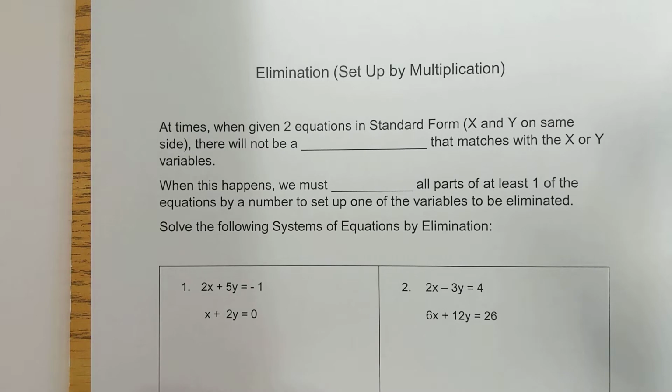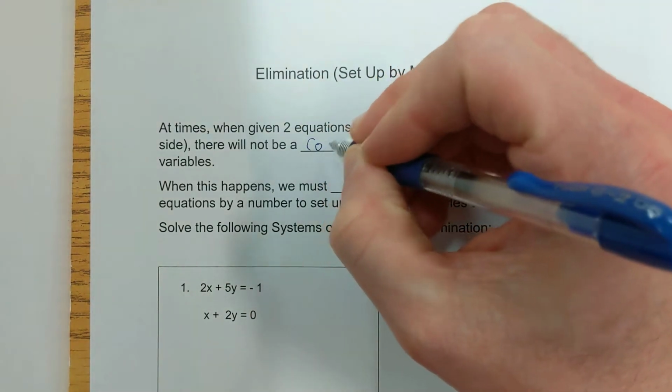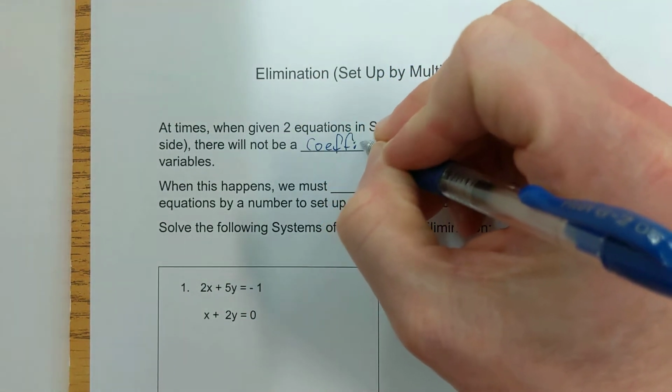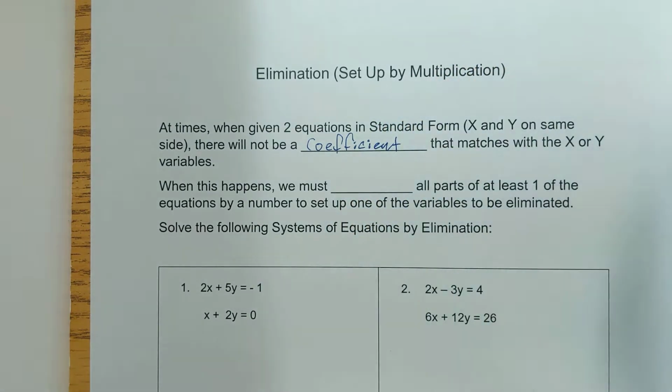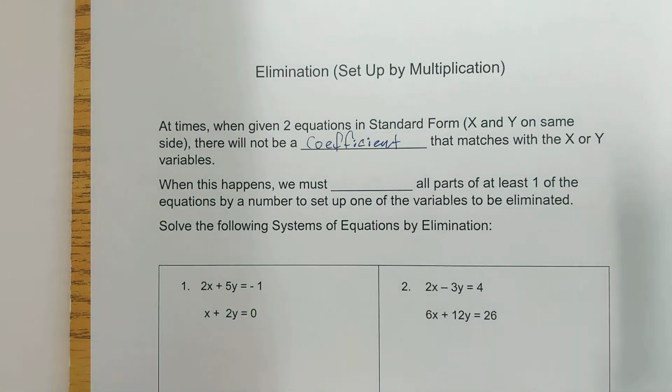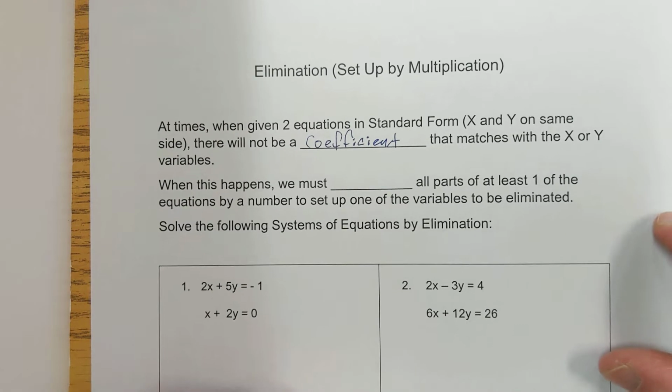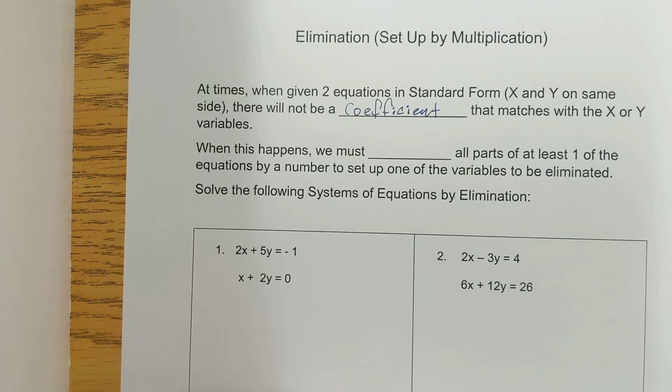So at times when we're given two equations in standard form, that is where x and y are on the same side, sometimes there will not be a coefficient that matches with the x or y variables. However you want to think of it, basically we don't have a match, we don't have stacked x's or stacked y's that will cancel out. So we have to manipulate things.